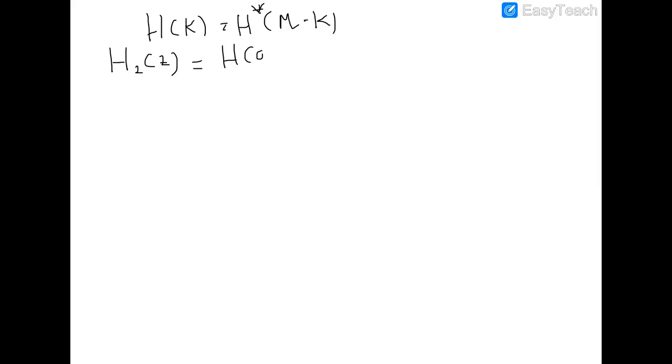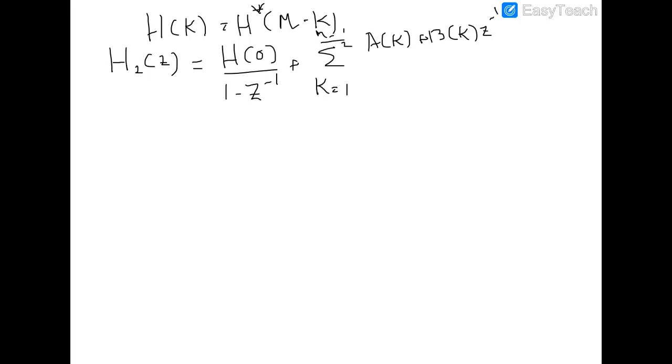H2 of Z is given by H of 0, 1 minus Z to the power minus 1, and summation k value varying from 1 to M minus 1 by 2 is ratio of A of k, B of k, Z to the power minus 1, 1 minus 2 cos 2 pi by M k, Z to the power minus 1, Z to the power minus 2, for M odd.